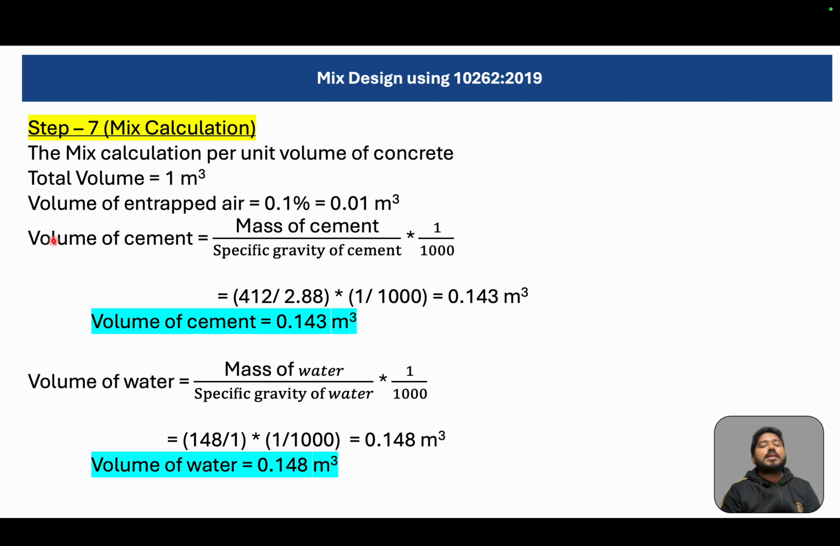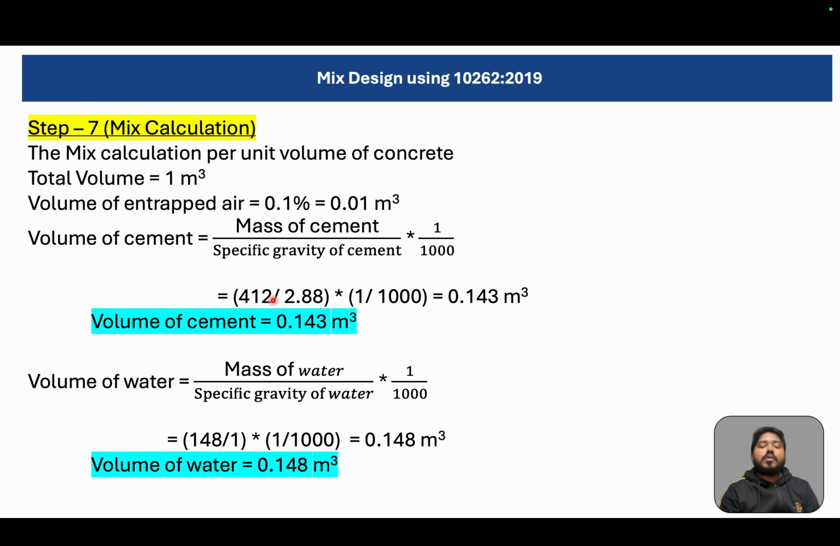Similarly, the second is I have to calculate the volume of cement. There is a formula to calculate the volume of cement: the mass of cement, which you have already identified in step 4, divided by the specific gravity of cement. The specific gravity data is given. As I said, all the data of specific gravity of cement, water, fine aggregate, coarse aggregate, as well as superplasticizer will be required. Without that, you cannot do the mix calculation. Okay. So mass of cement divided by specific gravity of cement into 1 by 1000.